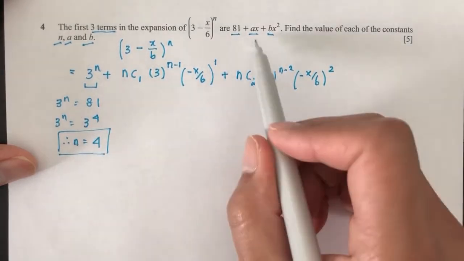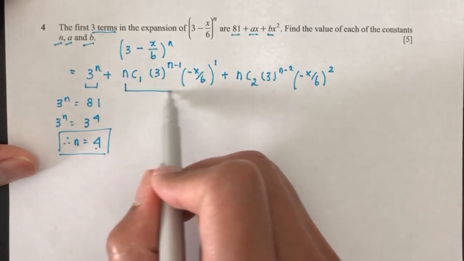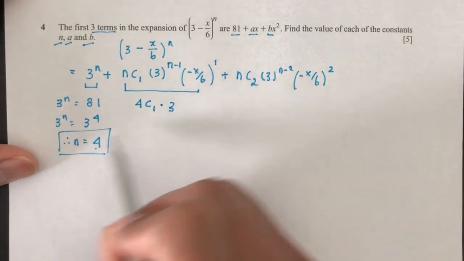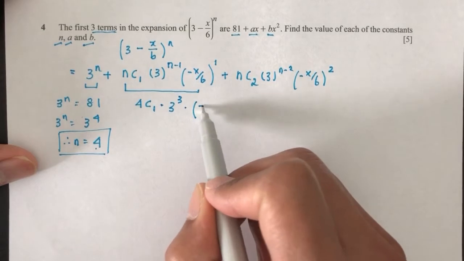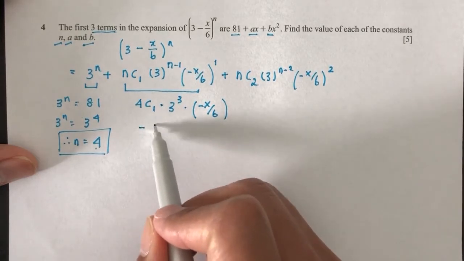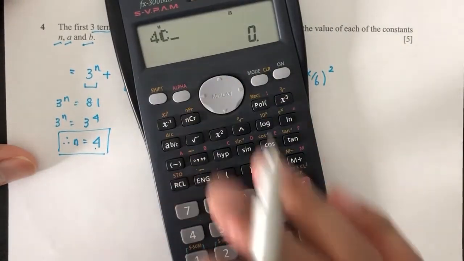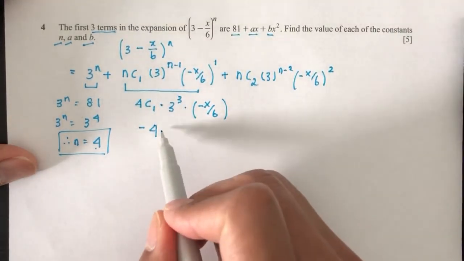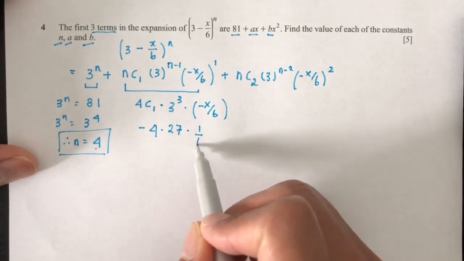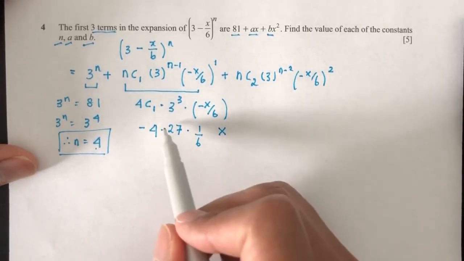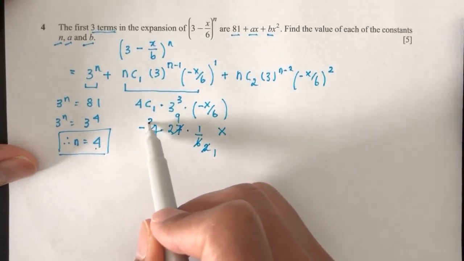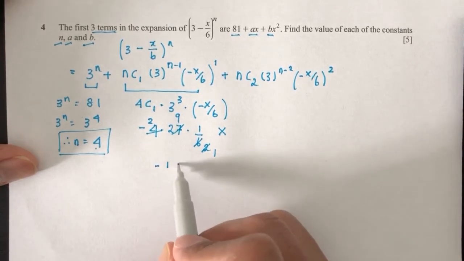Now we have to use this to find the rest. So let's replace n with 4 in this part. So let's see, what do we have? We have 4 choose 1, times 3^3, times minus x over 6. So let's take x out. We will have minus, what is 4 choose 1? So 4 choose 1 is 4. So minus 4 times 3 times 3 times 3 will be 27, times 1 over 6, x will be outside. So let's simplify. We divide by 3, that will be 2. That will be 9, divide by 2, that will be 2. So minus 2 times 9 will be minus 18x.